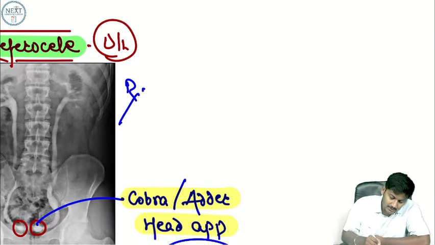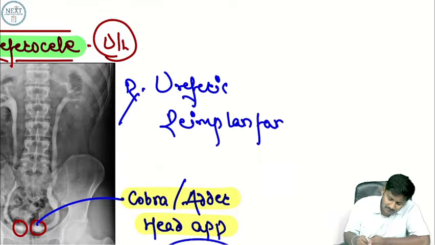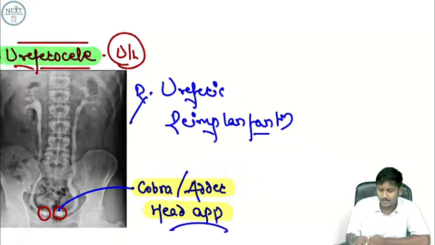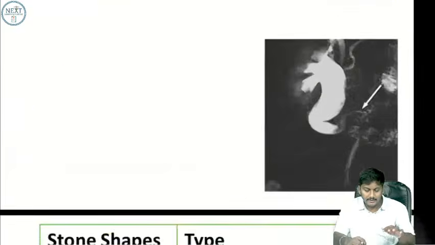Clear है बात? इसीलिए the better treatment is ureteric reimplantation beta. That is, create a new opening itself beta for the ureter on the urinary bladder. तो नया opening बना दो definitely for these ureters on the urinary bladder beta. That is important to remember. Clear? Next important is this picture.